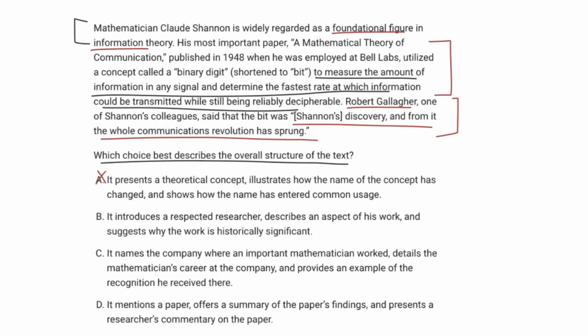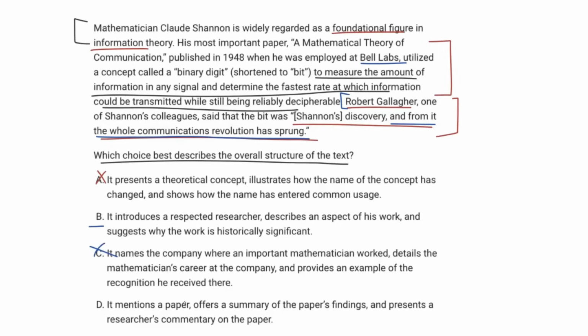All right, so does it suggest it's historically significant? What we have here is a researcher saying that his work was, and from it the whole communications revolution has sprung. That sounds pretty significant historically, right? So I'm definitely leaning towards B, but let's read through the other answer choices. C says it names a company where an important mathematician worked, details the mathematician's career at the company, provides an example of the recognition he's received there. So this is really narrowing the scope, right? Our intro talks about the mathematician and how he's a really foundational figure, but it doesn't mention the company he was employed at, Bell Labs, until the second sentence. And so C is really trying to push you towards his career at that company, which was literally just mentioned by name and nothing else. So it cannot be C.